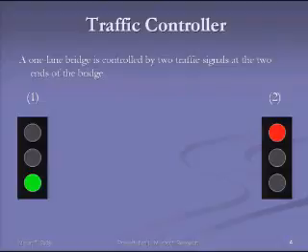Now, let's imagine that we have a one-lane bridge. I just simplified that scenario. Let's imagine we have a one-lane bridge, which is controlled by two traffic lights at the two ends of the bridge. So we have traffic signal 1 and traffic signal 2. Initially, the first one is green, the second one is red. And now I'm going to develop a program that controls these traffic signals.